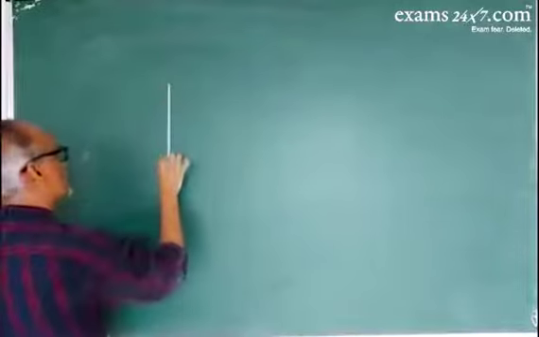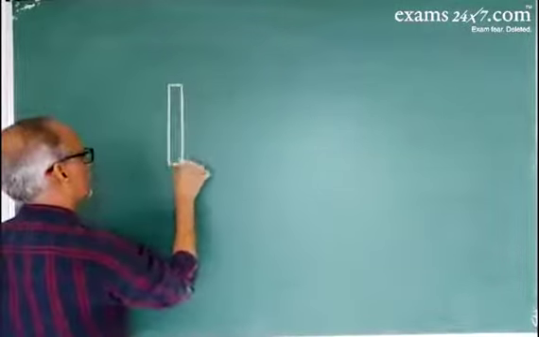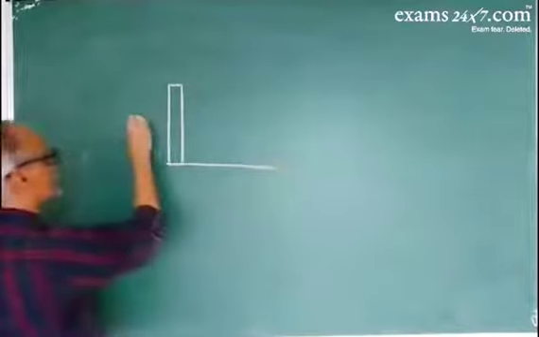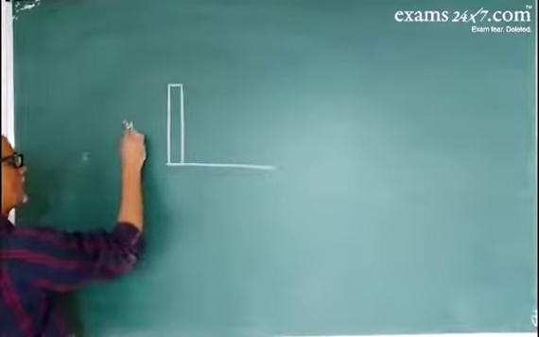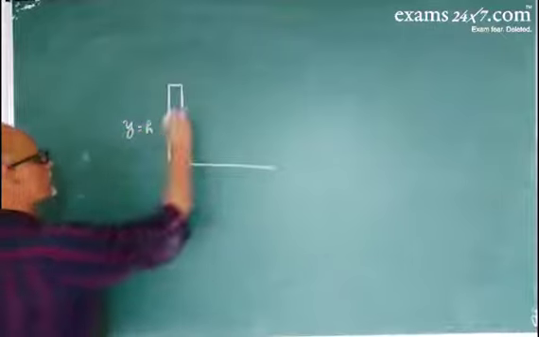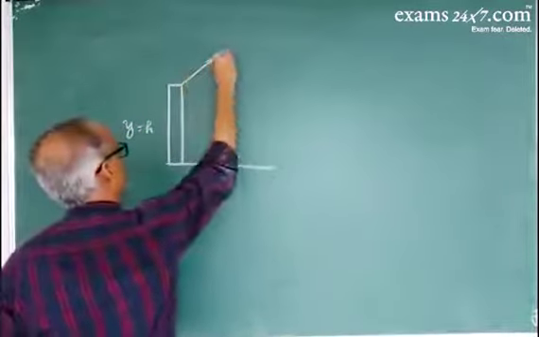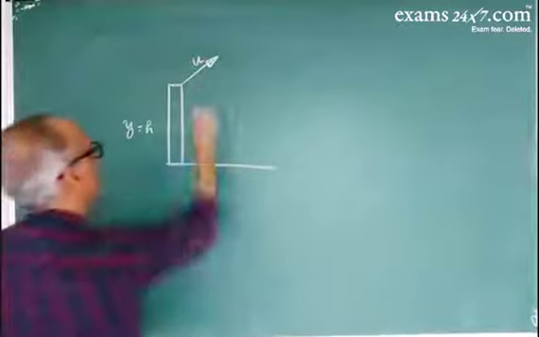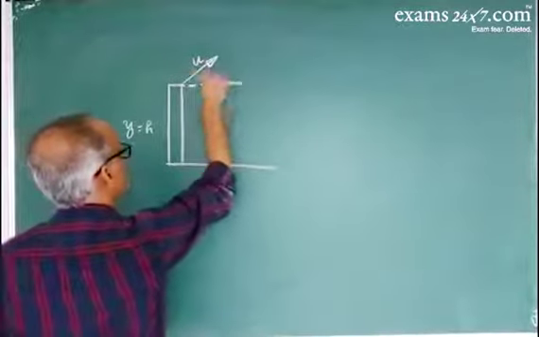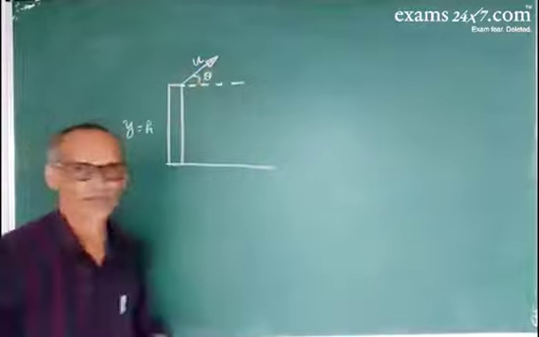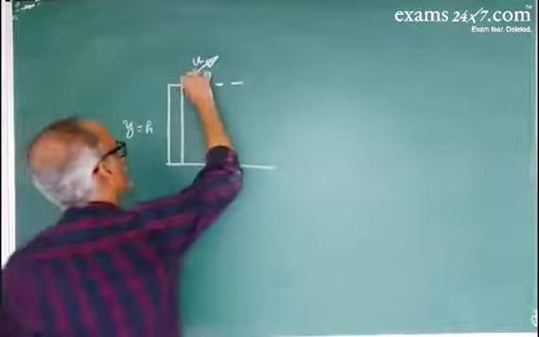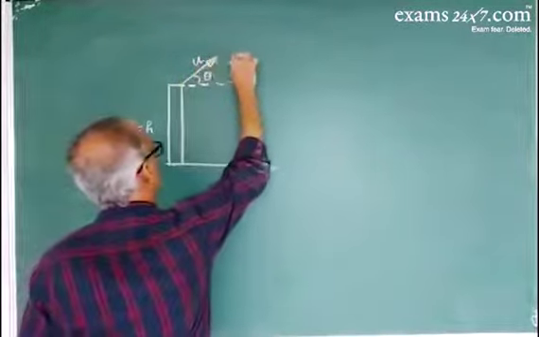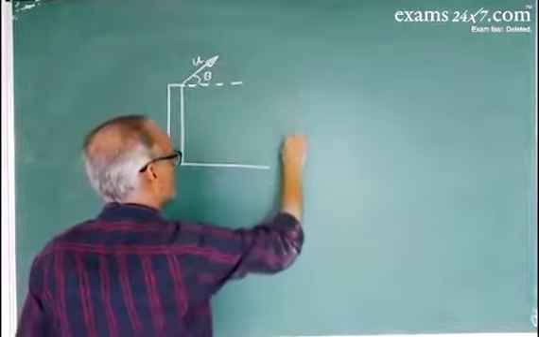So let us consider again the height h, which is equal to y. So y is equal to h. And this time the projectile is projected with a velocity u, making an angle theta with the horizontal. In this case, the projectile moves like this, describes a parabolic path, and then it falls to the ground.